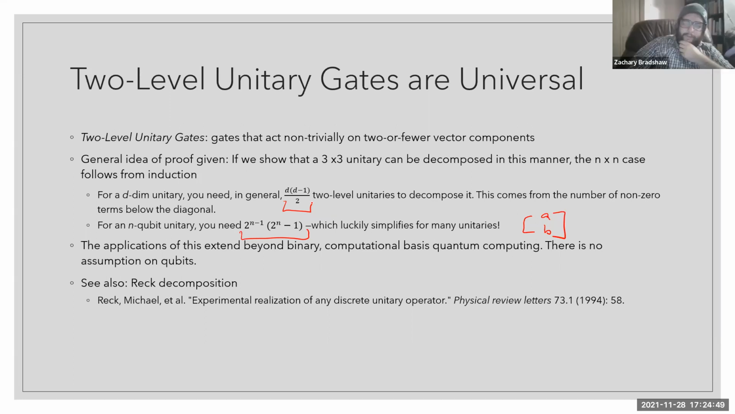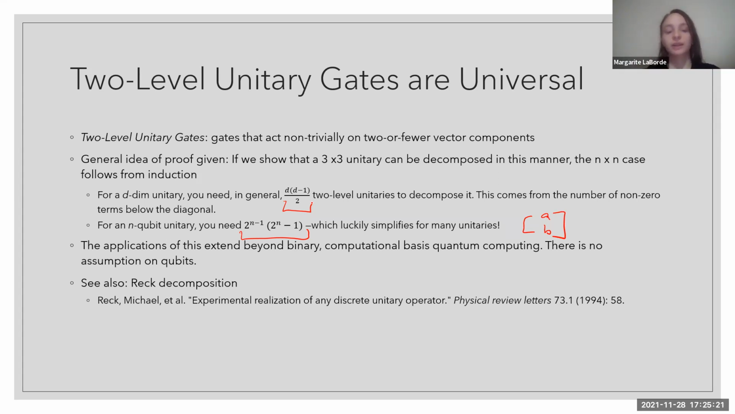Can I ask another question? Mhm. Do you know if the bound here is sharp? So are there unitaries for which you need exactly that many two-level unitaries to decompose it? Oh, wow. Yeah. Wow, that sucks. Yeah. And this is talked about a little bit in Nielsen and Chuang.